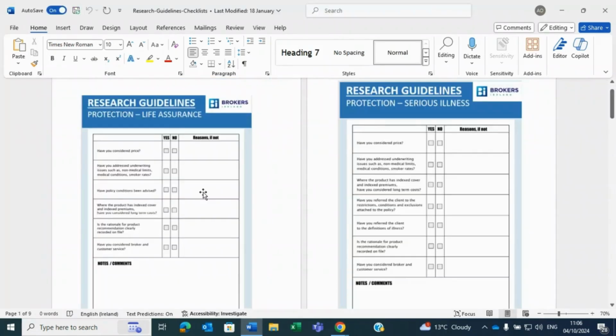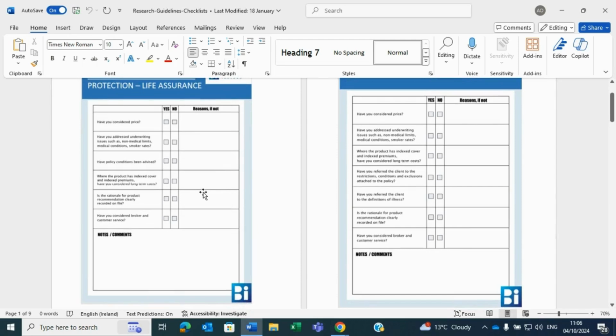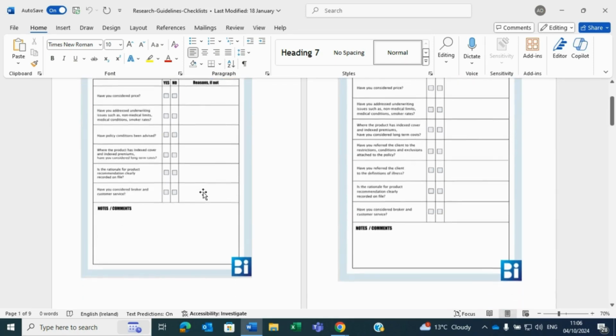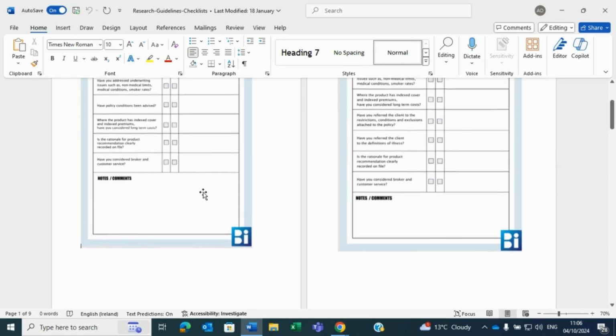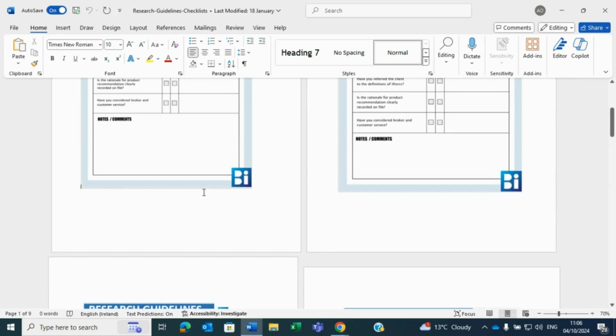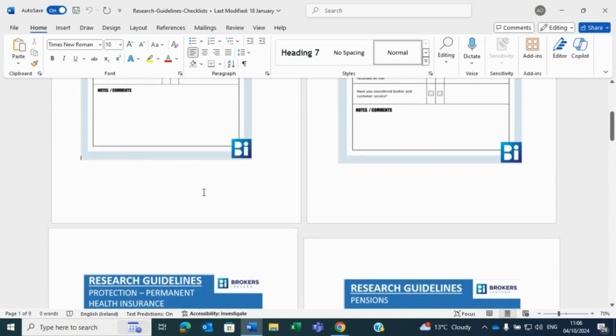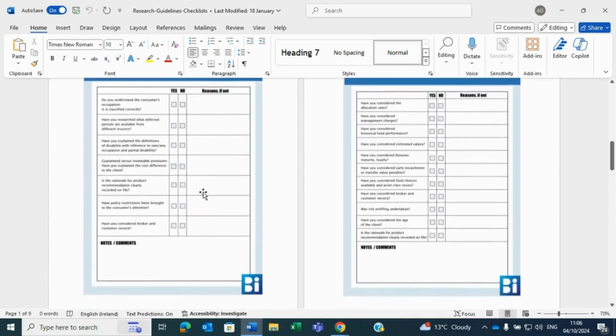When assessing the suitability of a product for a consumer, you must at a minimum consider and document whether the product meets the consumer's needs and objectives, the consumer is able to meet the financial commitment associated with the product, is financially able to bear any risks attached to the product, and the product is consistent with the consumer's attitude to risk. A research guidelines checklist can help when carrying out this task. Where a broker recommends a product to a consumer, the recommended product must be the most suitable product for that consumer.